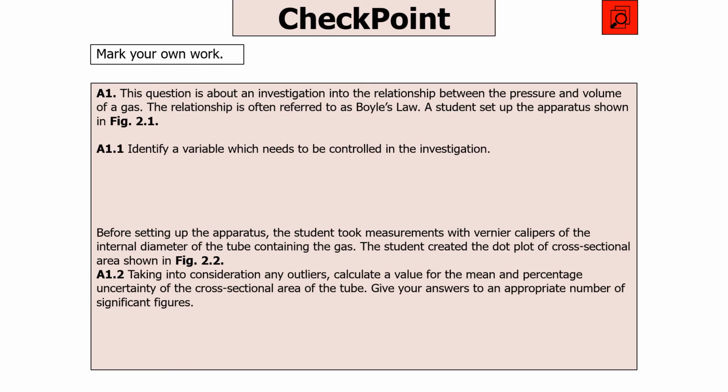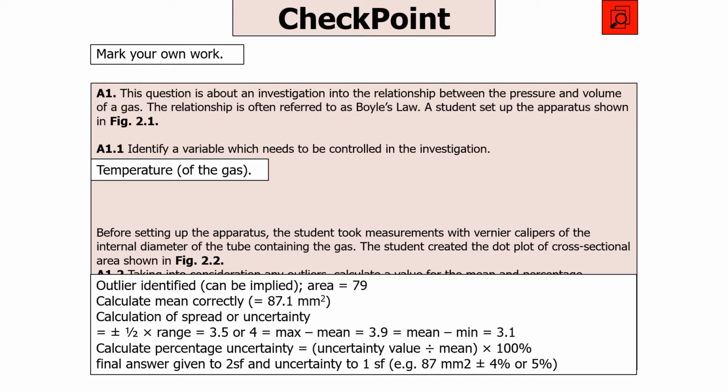Right, you've got to know that for Boyle's law, it only works if the temperature is constant, so that's the control. Now, if you look at the information given in the previous question, you can identify there's an outlier or anomalous result, it's 79. So therefore, you can calculate the mean correctly. You work out the uncertainty by doing half the range. So the absolute uncertainty is range divided by 2. You then divide it by the mean value, you times it by 100, and you should be getting out about 4 or 5%.